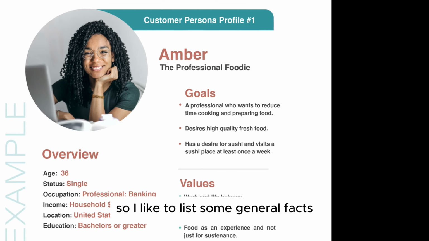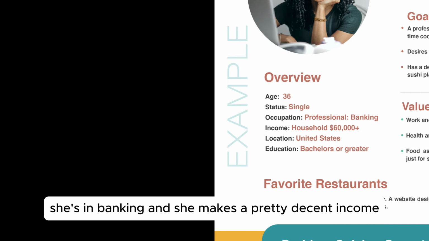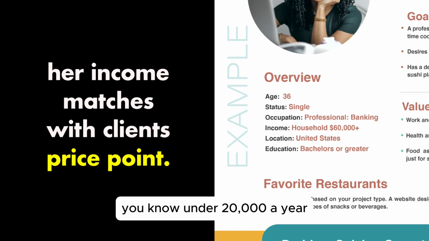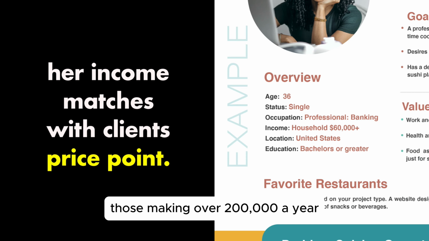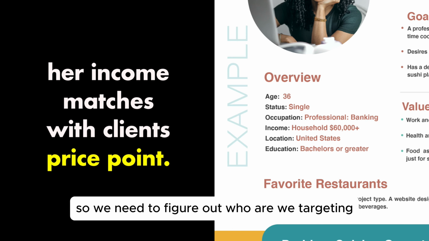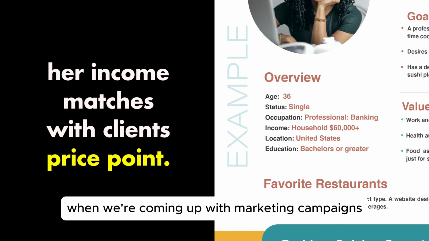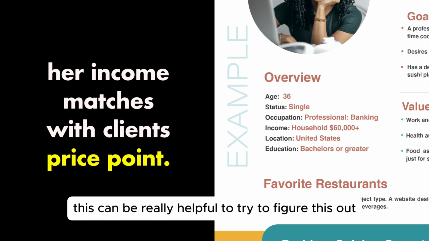So I like to list some general facts. She has an age. She's 36. She's single. Her occupation, she's in banking, and she makes a pretty decent income. And that's really important because people who are making under $20,000 a year may not be our target audience. Those making over $200,000 a year might not be our target audience. So we need to figure out, who are we targeting? It's going to really help when we're coming up with marketing campaigns and social media campaigns. This can be really helpful to try to figure out.